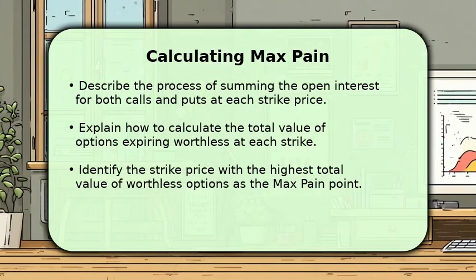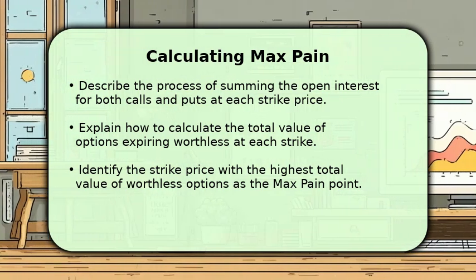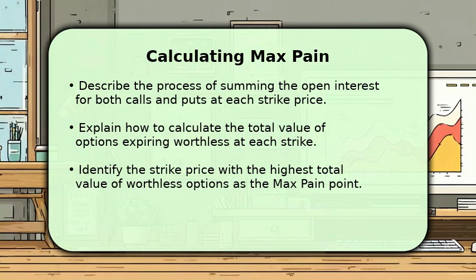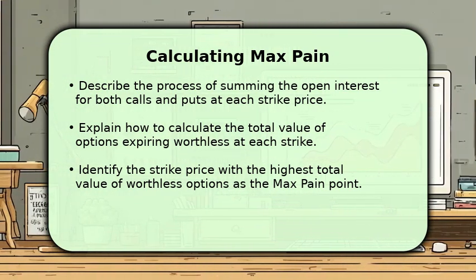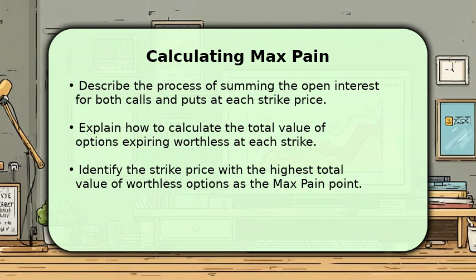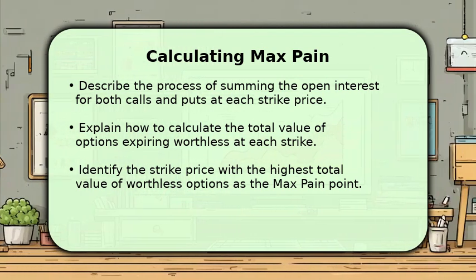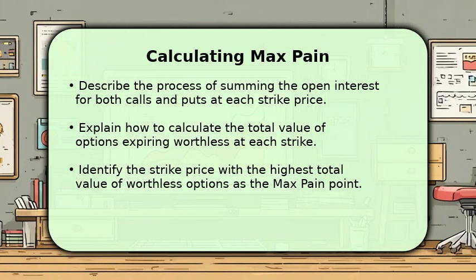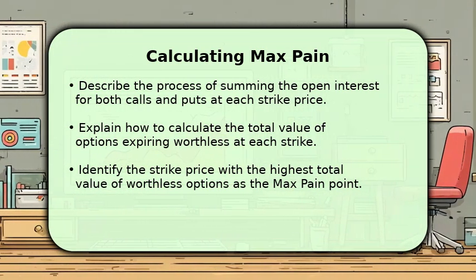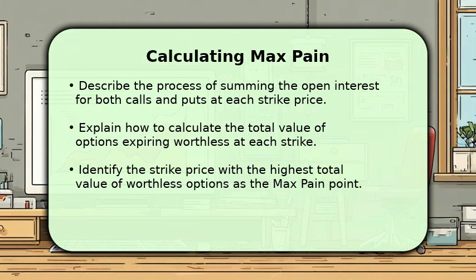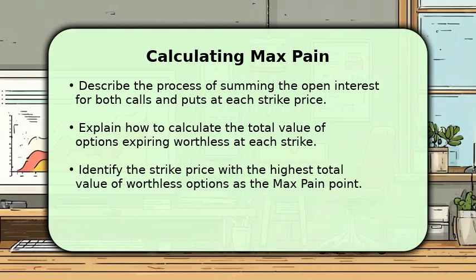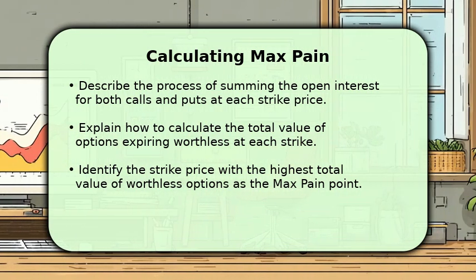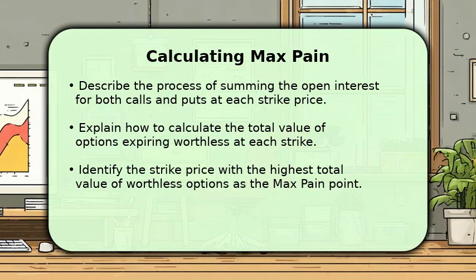Calculating max pain involves a systematic approach. First, you sum the open interest for both call and put options at each individual strike price. Then, for each strike, you calculate the total value of options that would expire worthless if the underlying asset settled at that specific price. The strike price that yields the highest total value of worthless options is identified as the max pain point. This aggregation helps visualize the collective exposure of option sellers.